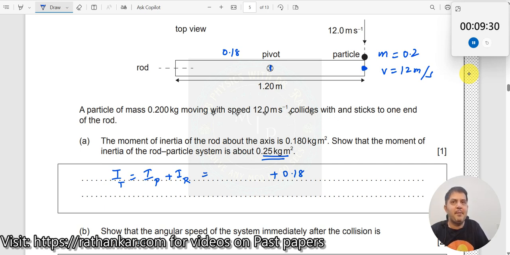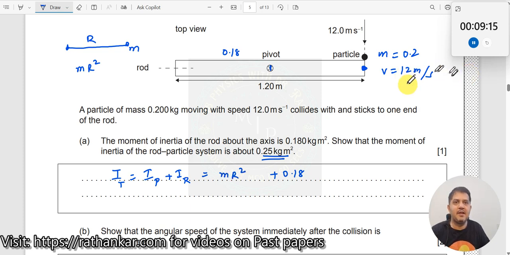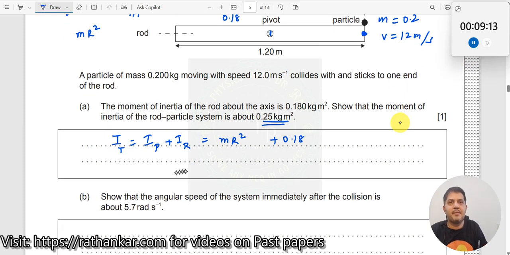If I have a point particle at a distance r from a fixed point, from the origin, then what is the moment of inertia of this? This should be mr square, right? Simple. So just put mr square over here. What is the value of m? The value of m is 0.2, multiplied by what is the r? What is the distance here? If this is 1.2, this should be 0.6. So this should be 0.2 times 0.6 square plus 0.18.